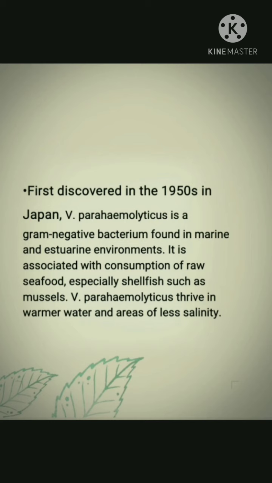V. parahaemolyticus is a gram-negative bacterium found in marine and estuarine environments. It is associated with consumption of raw seafood, especially shellfish such as mussels. V. parahaemolyticus thrives in warmer water and areas of least salinity.